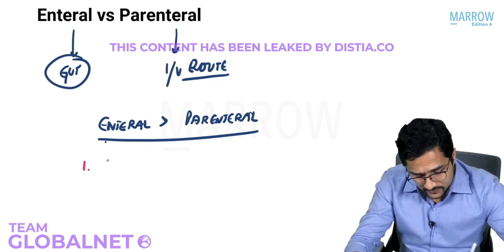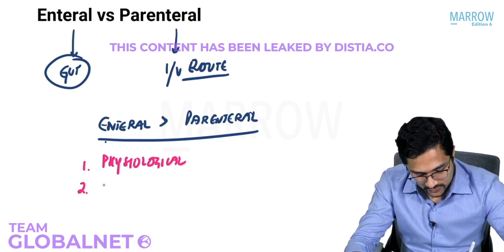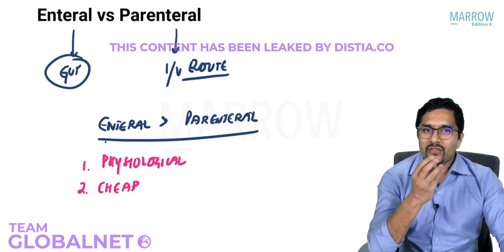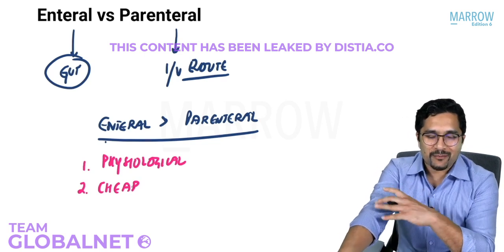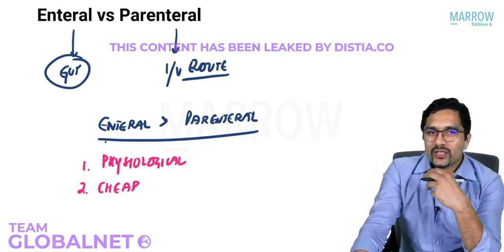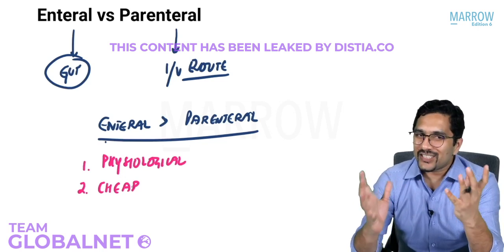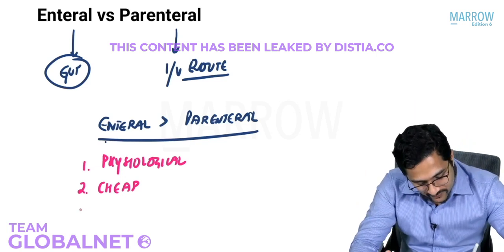Number 1, this is the most physiological way. This is how nature has made us. So it is more physiological. It is cheap. Whatever we eat through the mouth is relatively cheap as compared to pushing something through the IV line. So the chaat which you eat, the junk food which you eat, is relatively cheap, right? So it is physiological, it is cheap.